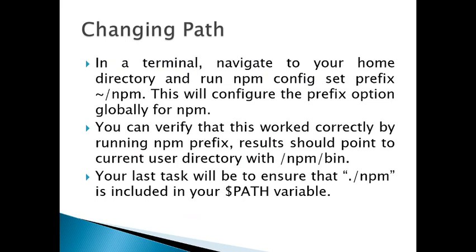If you want to change the path of your npm, what you will do, you will navigate to your home directory and run npm config set prefix slash path. This will configure the prefix option globally for npm. Now, where you want to install npm, like I want to install npm global modules in my e directory, I will go to the e directory, e slash node slash. Now in that I will install the npm modules into that place globally.